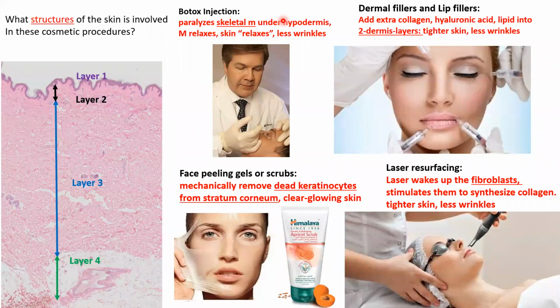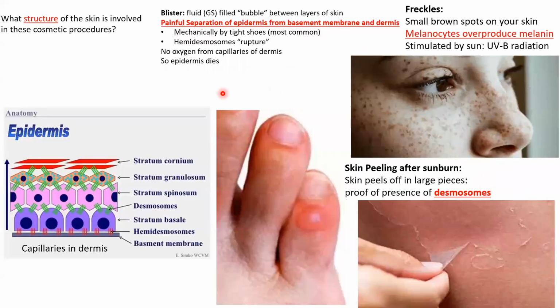Now this is your clinical slide. Skeletal muscle fillers, peeling of the stratum corneum, waking of the fibroblasts. And this is what I was just saying, blisters, okay? Remember these green guys are the desmosomes between the keratinocytes, but don't forget about the hemidesmosomes we learned before that attach the skin to the basement membrane. And tight shoes can break the hemidesmosomes and extracellular fluid moves in and you have this painful blister.